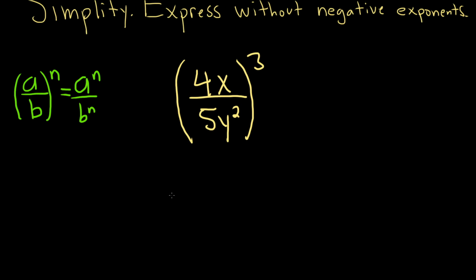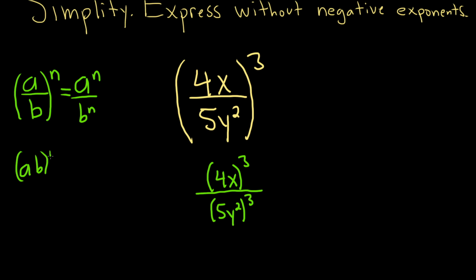So in this case, our a is 4x, so it will be 4x, and this whole thing is cubed. And on the bottom we have 5y squared, and this whole thing here is also cubed. So you just raise each piece to the third power. The next rule says if you have ab to the n and it's multiplied, again, same thing, you raise both to the same power. So when you're dividing or multiplying, you're allowed to do that.